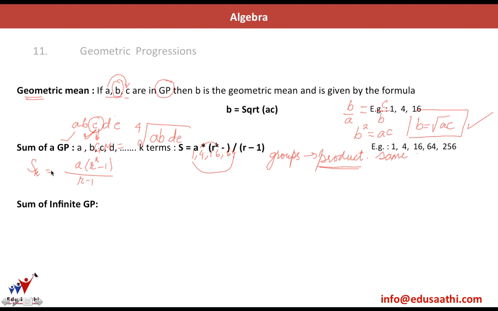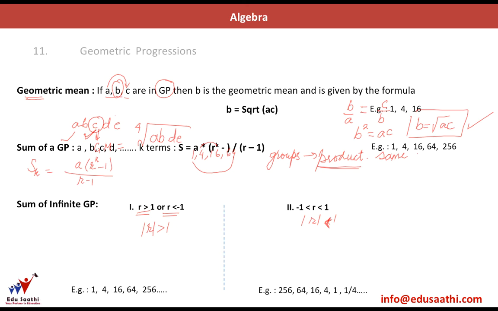So in case the GP extends to infinity, then you will have two cases: whether the common ratio is greater than 1, which we call mod r greater than 1, or whether the ratio lies between 1 and minus 1. This will be a very, very important case that you will have. It is segregated into two cases.